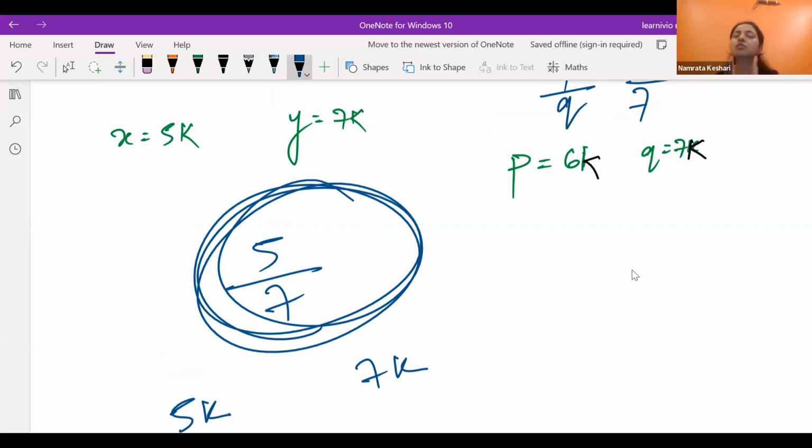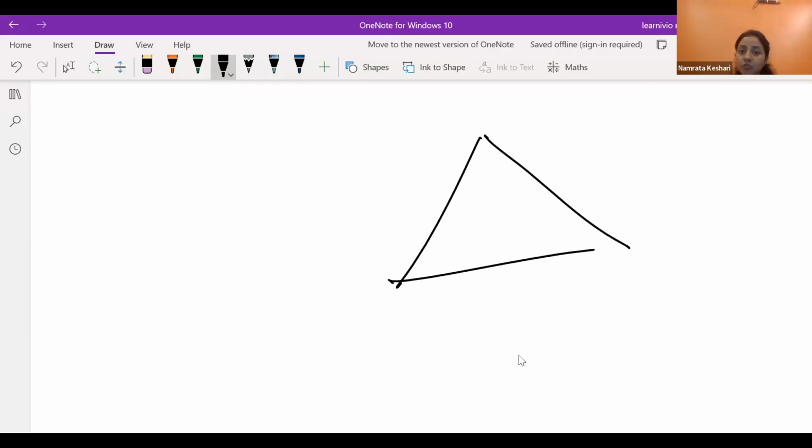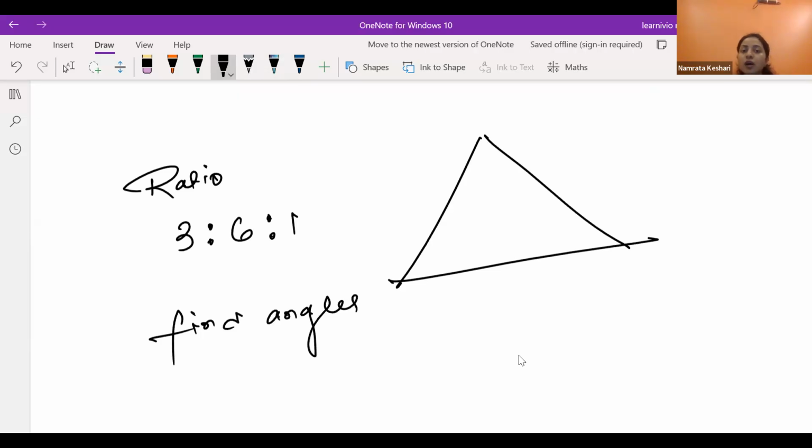For making an equation, one condition will always be given. Whenever we are dealing with a ratio, we will always do the same thing. If you have a triangle based question where the ratio between angles is, suppose, 3 is to 6 is to 1, and you have to find each and every angle, this type of question you have done in the previous class. Here again, let's repeat the same process.